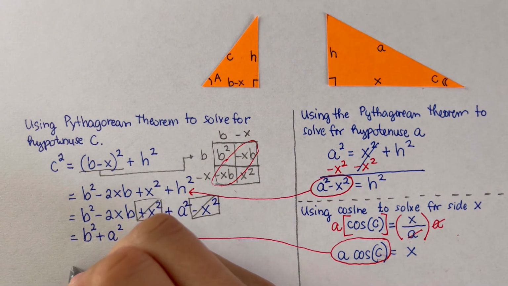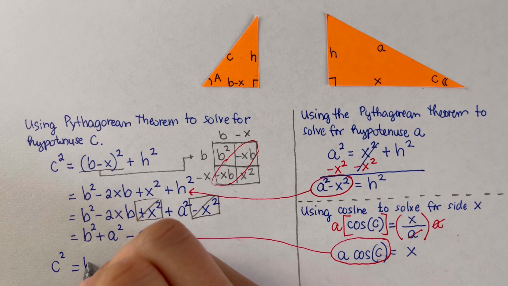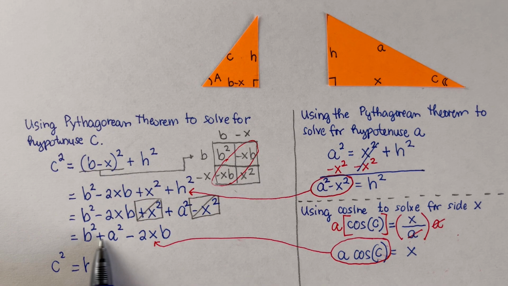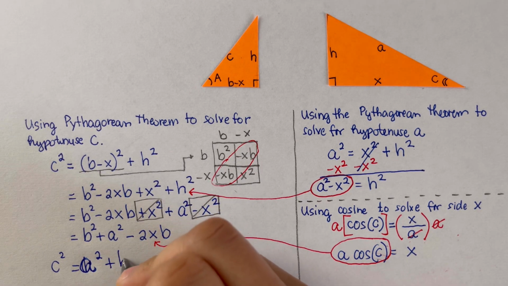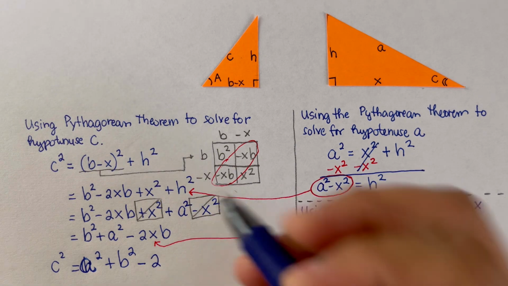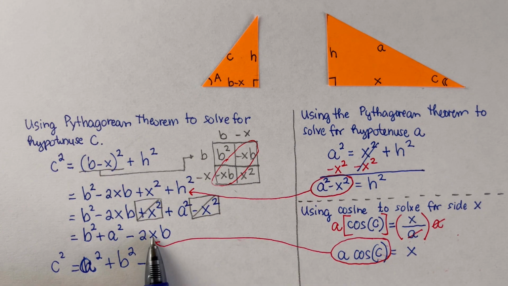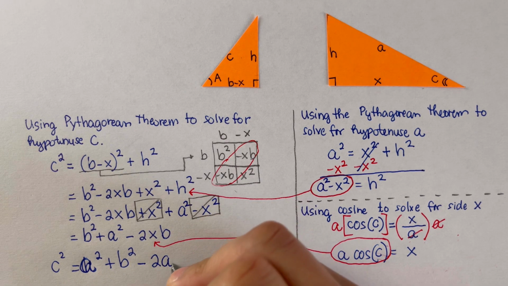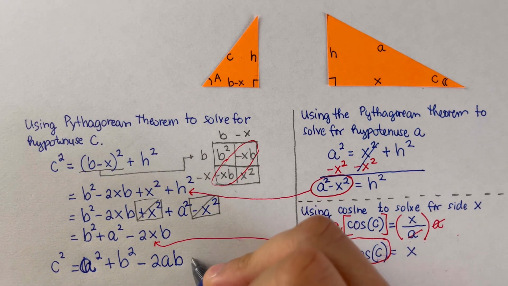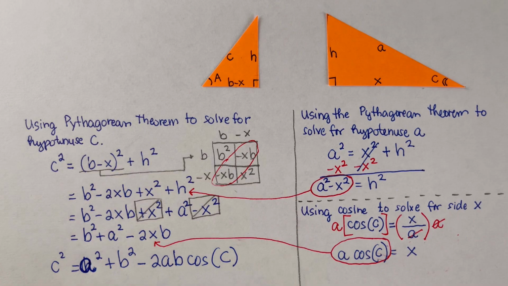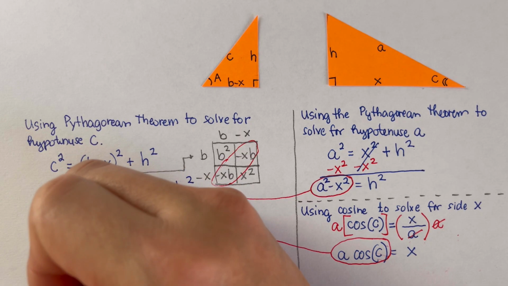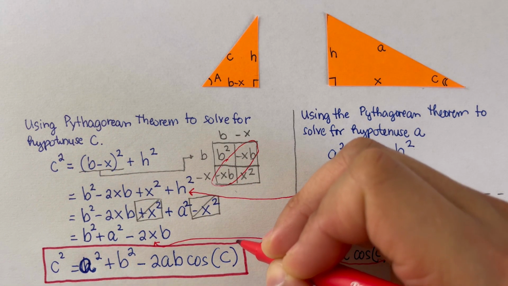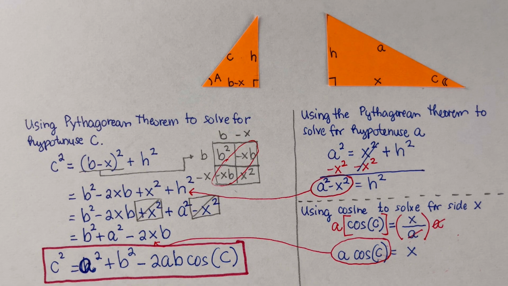So our equation comes out to be c squared is equal to, let's arrange the letters first, starting with a squared. So that's a squared plus b squared minus 2, and then we have an a, which is the whole thing x that we put in there. So we have 2, a, and there's a b, and then we have cosine of angle C. As you can see, we have already derived the formula for the cosine law, or the law of cosines.